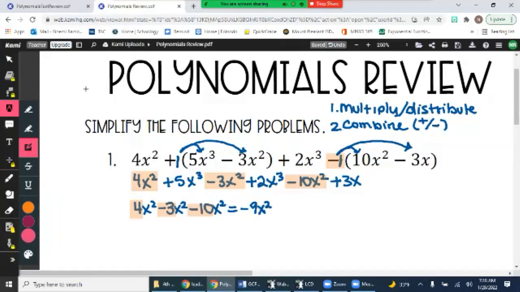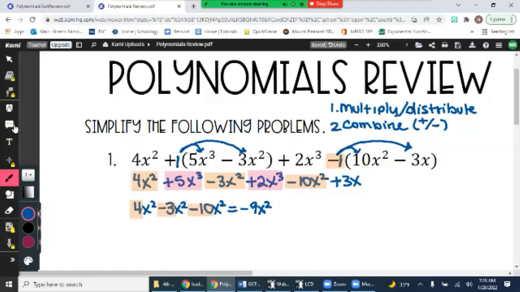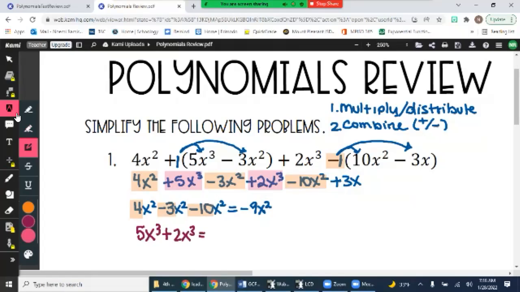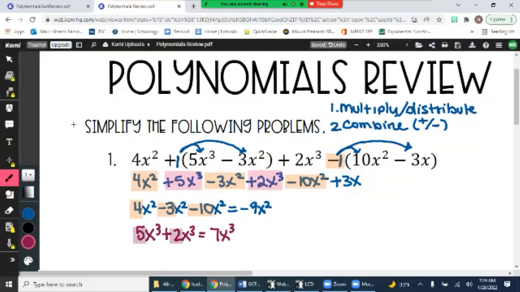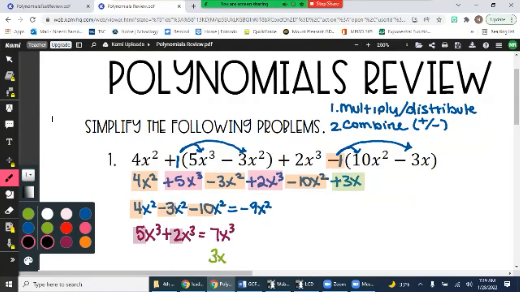Moving on to the next term, we have 5x cubed can be combined with 2x cubed. So let me change colors. 5x cubed plus 2x cubed. Because we are adding and not multiplying, we add the coefficient. So 5 plus 2 gives us 7x cubed. Last but not least, we have 3x over there on its own. So this 3x, just going to move it over. And now we can put our answer together.